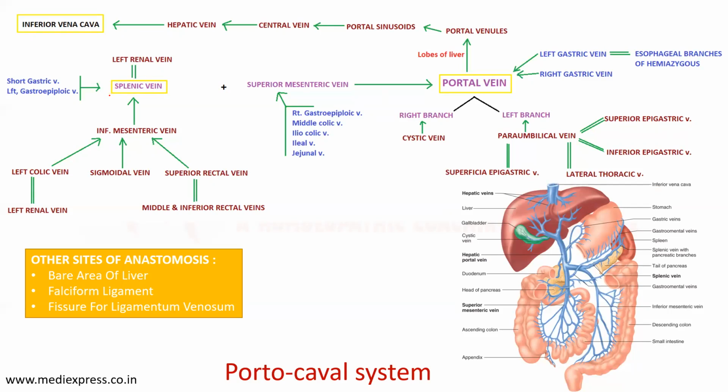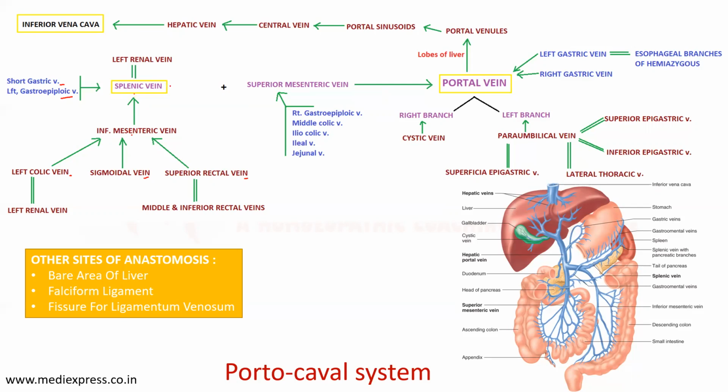Okay. So, the splenic vein will get its drainage from the short gastric veins and the left gastroepiploic vein, as well as the inferior mesenteric vein. So these three will drain into the splenic vein. But the inferior mesenteric vein will again receive blood from the left colic vein, sigmoidal vein, and the superior rectal vein. So these three will drain into the inferior mesenteric vein, and in turn, the inferior mesenteric vein will drain into the splenic vein. Okay, this is about one part of it.